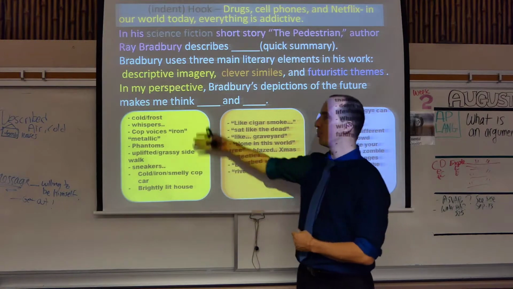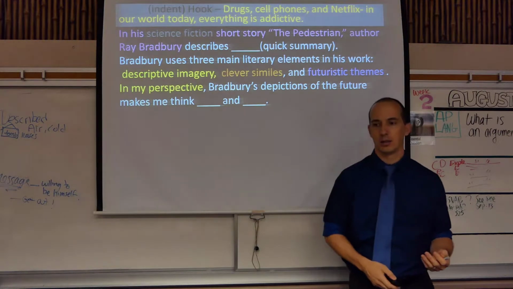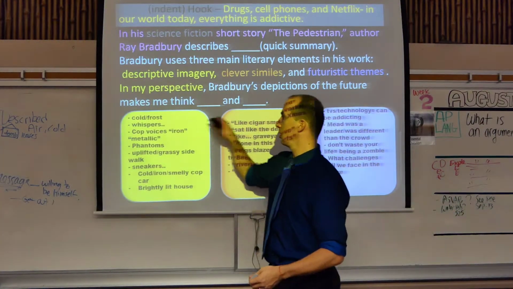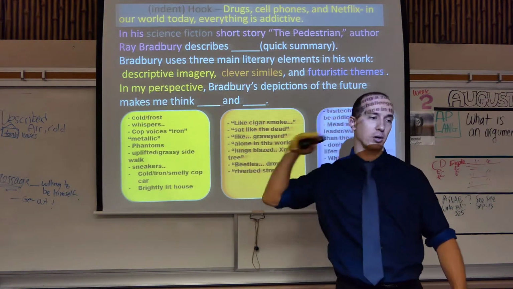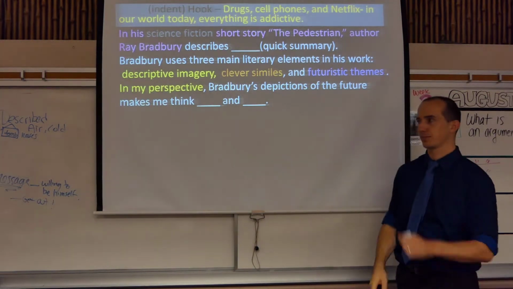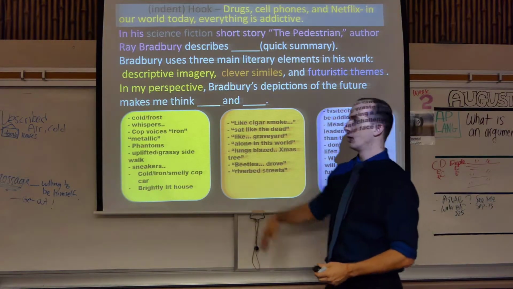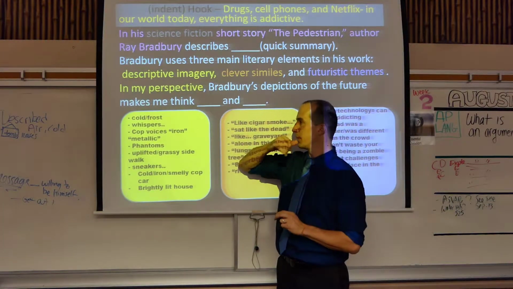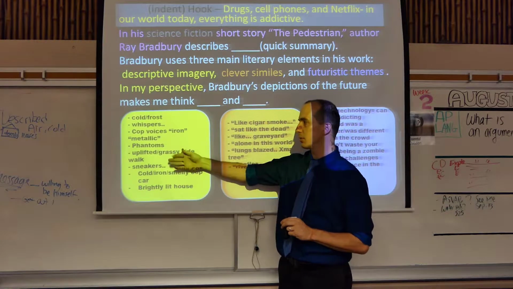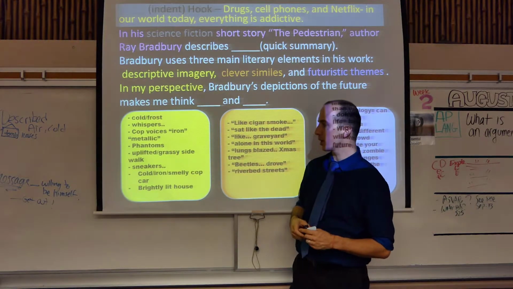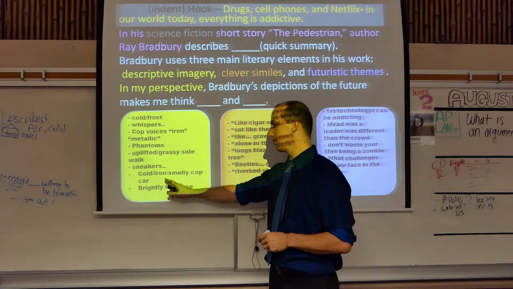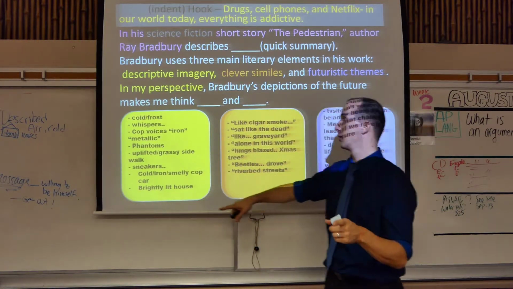Now normally we would plan it out like this, but today you could just put three circles: 1, 2, 3, and then we're going to go to paragraph 2. The images that you enjoyed about the story were the cold, the cop voices, the phantoms, the uplifted grass and sidewalk, the brightly lit house at the end.